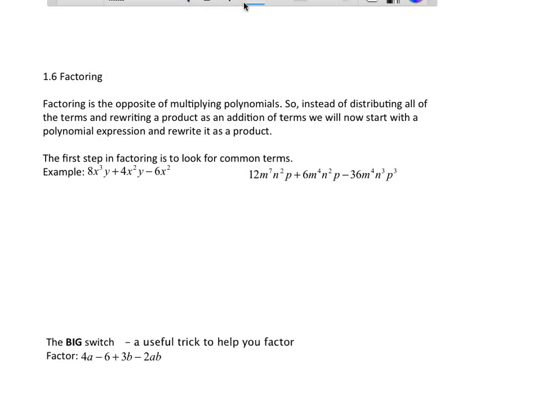All right, so let's talk about factoring. Factoring is the opposite of multiplying polynomials. And that means that we are going to have to write stuff as a product. For example, if I look at 4 times 2 equals 8, then 4 would be one of the factors, and 2 would be a factor. So in factoring, we have to write this mess like a product.